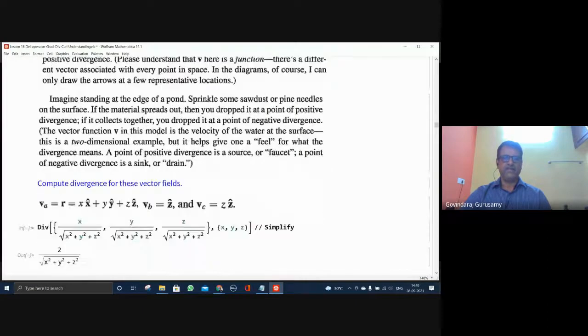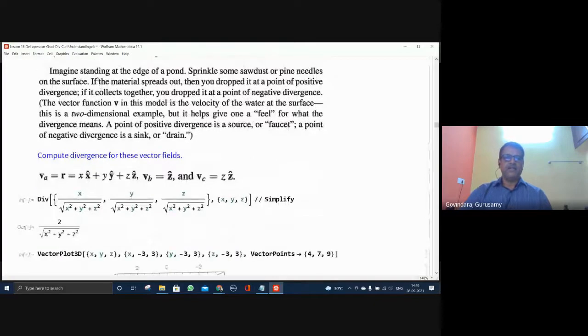Imagine standing at the edge of a pond, sprinkling some sawdust or pine needles on the surface. If the material spreads out, then you dropped it at a point of positive divergence. If it collects together, you dropped it at a point of negative divergence. The vector function v in this model is the velocity of the water at the surface. This is a two-dimensional example, but it helps give one a feel for what divergence means.